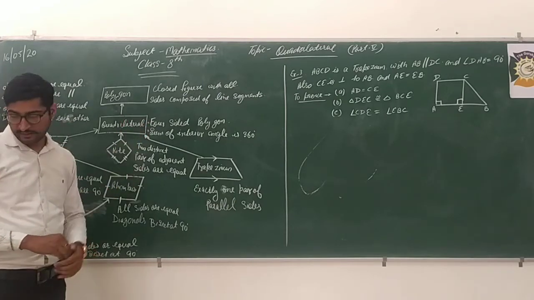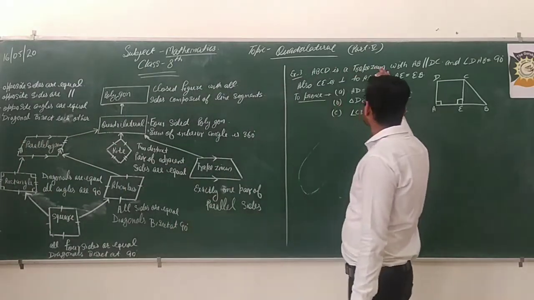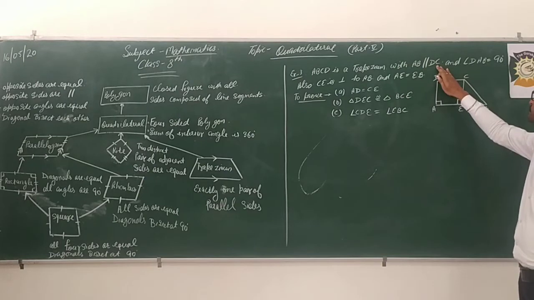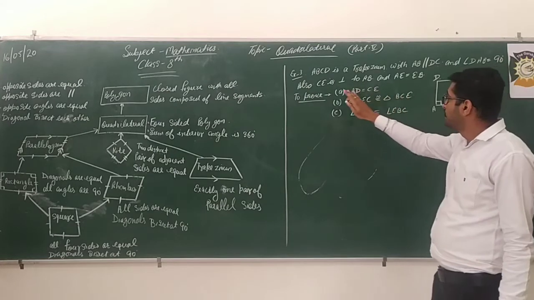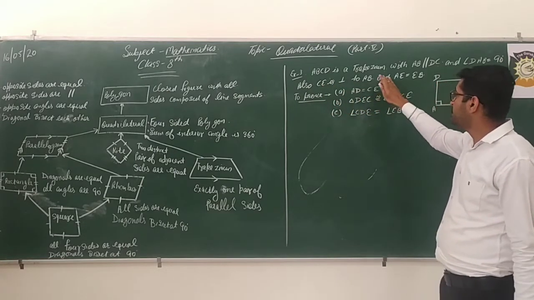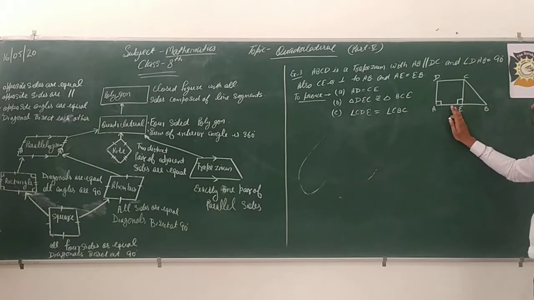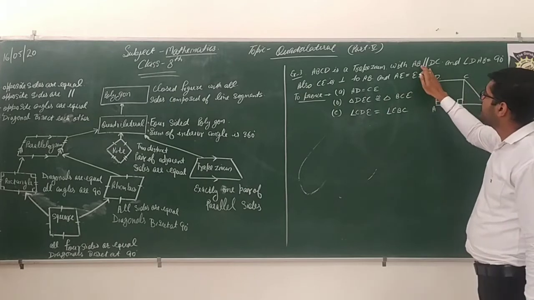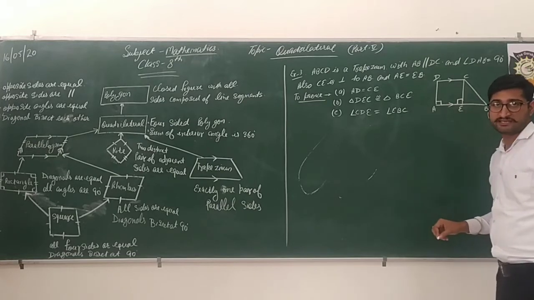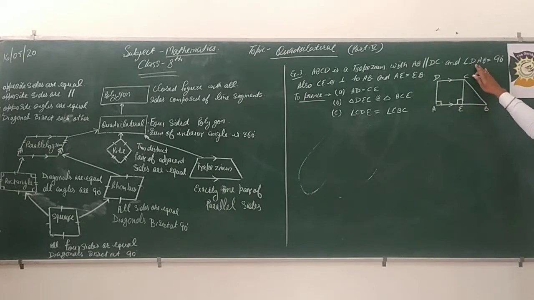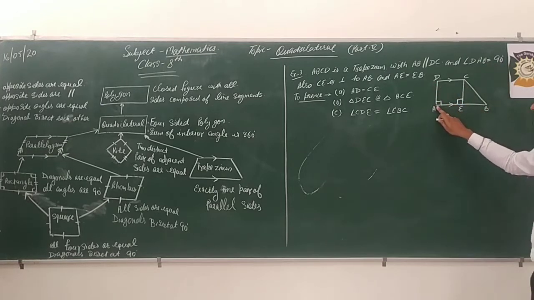Now after this, one example is there. ABCD is a trapezium with AB parallel to DC and angle DAB is equal to 90 degrees. Also CE is perpendicular to AB and AE is equal to AB. Here is a figure you can see. Now ABCD is a trapezium with AB parallel to DC. It means this side is parallel to this side. After that, angle DAB is equal to 90. This is angle DAB, 90 degrees.